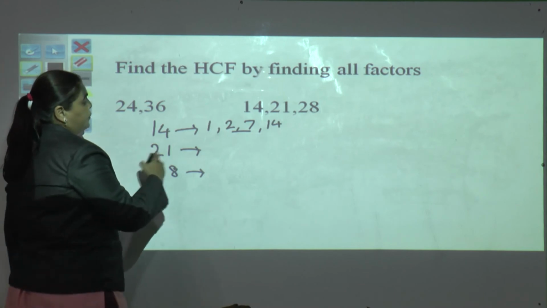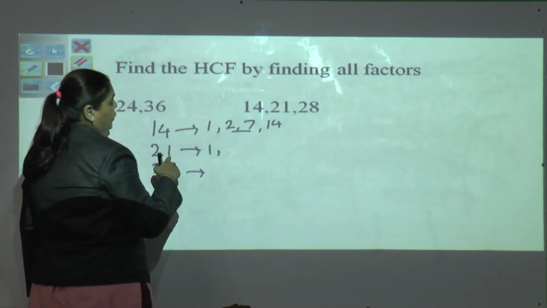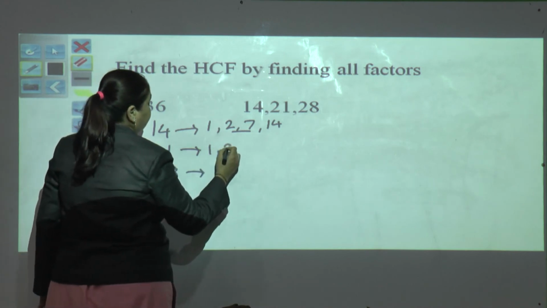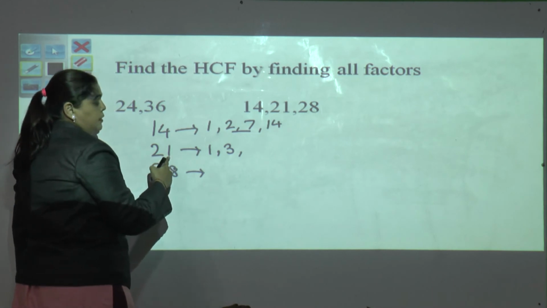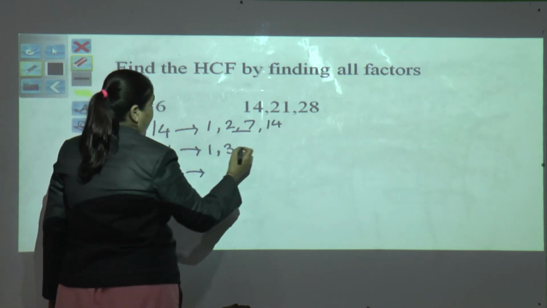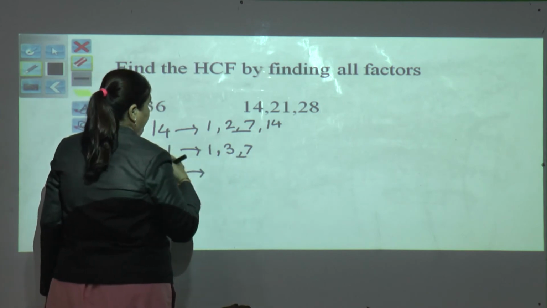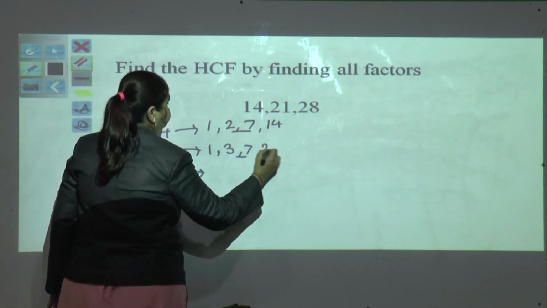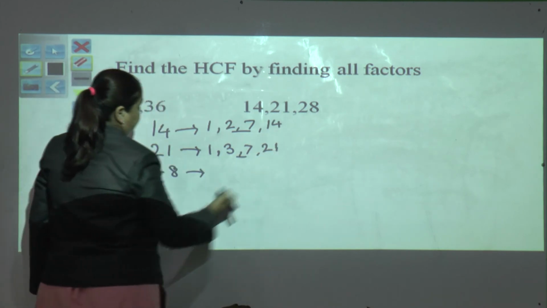What about 21? It is 1, and we don't have even numbers, so here we will go for 3, we will try. Yes, 3, then 4, 5, 6, no, 7. We are getting the bridge here, 7 3s are 21, and we have the factor 21, the number itself.